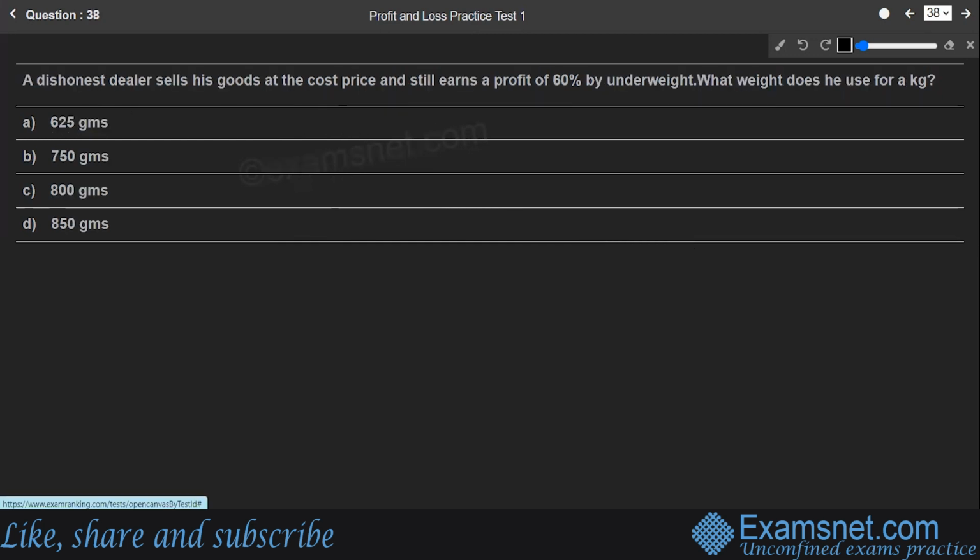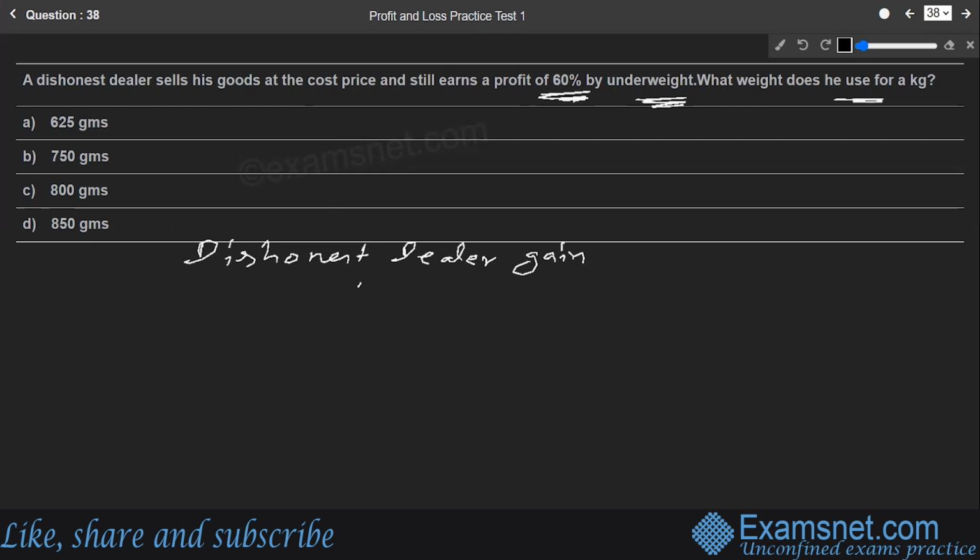Next, a dishonest dealer sells his goods at the cost price and still earns a profit of 60% by underweighing the weight. He's cheating by giving you the underweight. Instead of 1 kg, he would be giving you something lesser than 1 kg. What weight does he use? So there's a formula for dishonest dealer's gain, and this formula is applicable whenever the dealer is selling you the goods at cost price only, selling price equal to cost price, and then he is gaining the profit by cheating you with underweight.